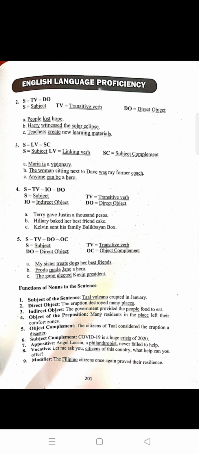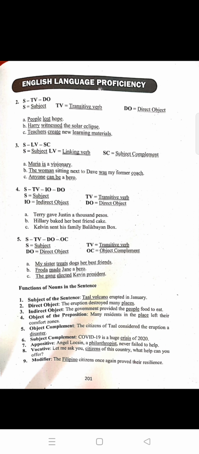Next is object complement. We have discussed this a while back, subject complement. And then we proceed to appositive. An appositive example is: Angel Locsin, a philanthropist, never failed to help. So, a philanthropist is a noun trying to emphasize or relate to the first term that is being said, that is Angel Locsin.